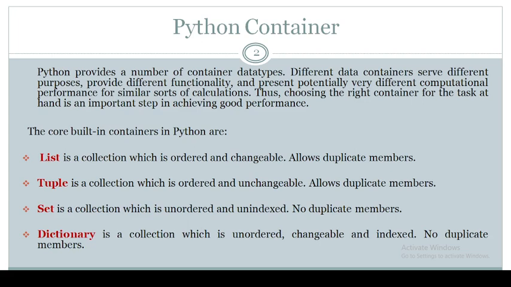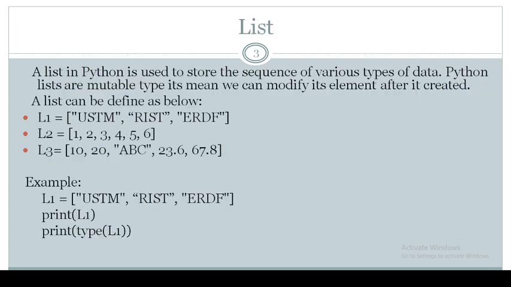So let's see one by one. I start with the list. Already I have said a list in Python is used to store a sequence of various types of data. So what does it mean? That is a collection of elements of different types. So it doesn't matter what the type of the data is. It may be a string, it may be a real number, or a complex number, or an integer. So any type of information you can store in a list.